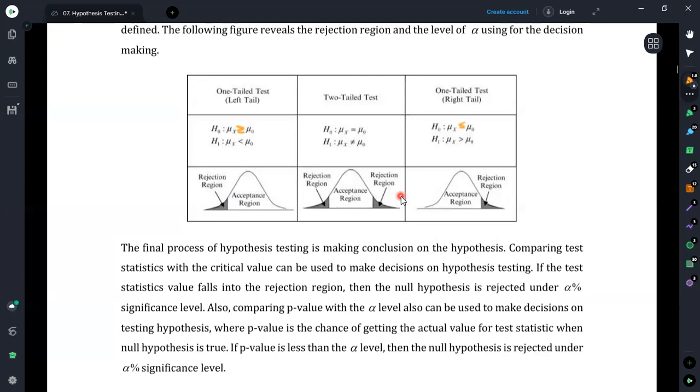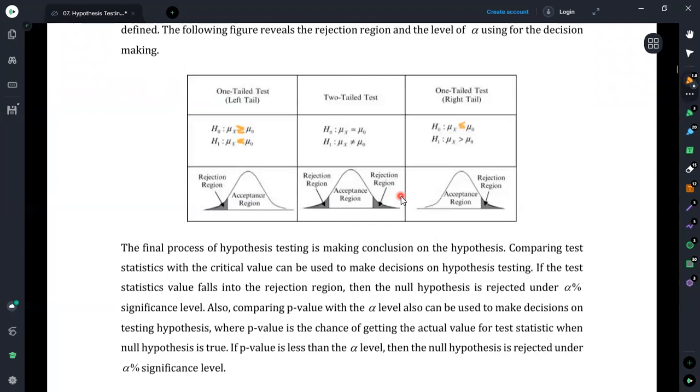Okay, now we'll see how we can identify the rejection region and the acceptance region. If it is a left tail test, left tail in the sense that here we are having the less than sign in the alternative hypothesis, we are taking this as a one tail test having a left tail.